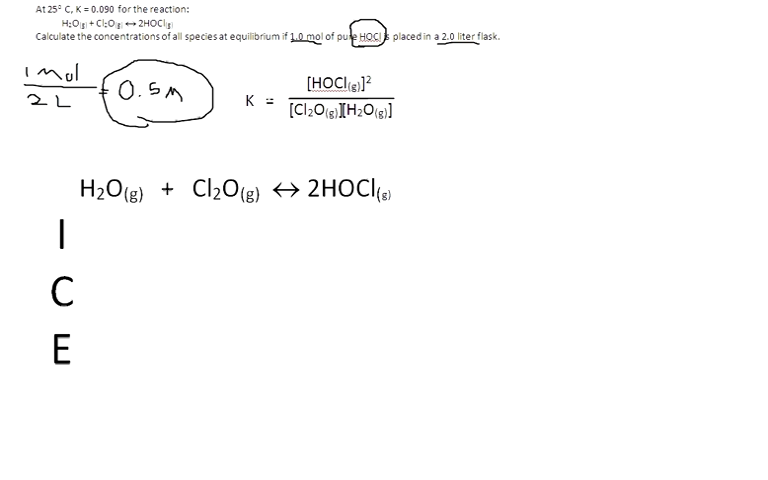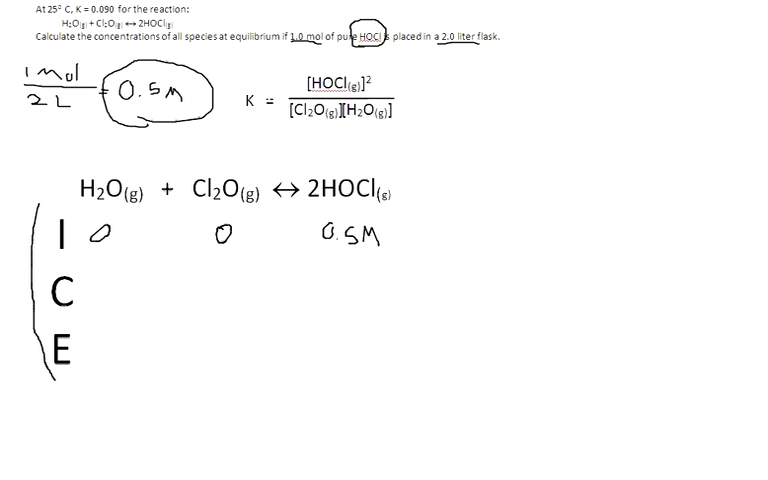Next, let's start on our ICE table. I already set it up over here for you on the left. So let's start with our initial concentrations. Initial: well, we have nothing for H2O, and we have nothing for Cl2O. But we did already figure out that the concentration of the HOCl was 0.5 molar.